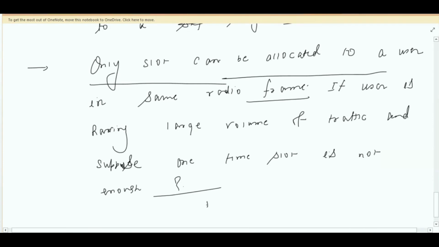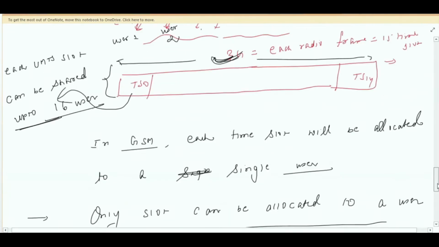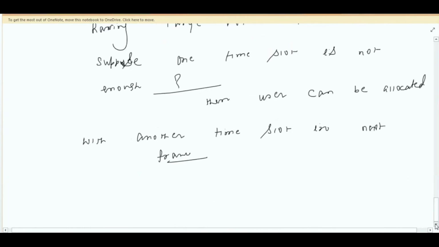So then the user can be allocated another slot, another time slot, in the next frame. So in the same frame you will not get it, it is only possible that you get it in the next frame.